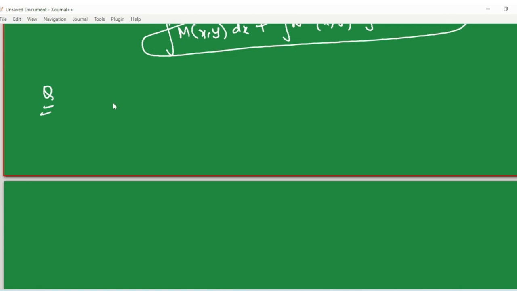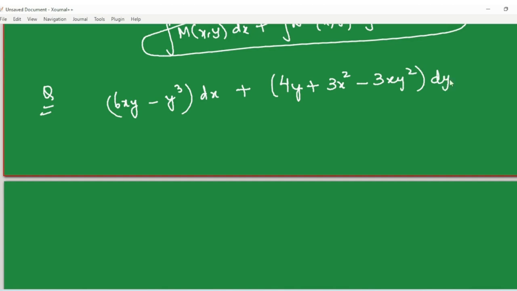Let's look at this question. Suppose the question asks you to solve, let's say, 6xy minus y cube dx plus 4y plus 3x square minus 3xy square dy equal to 0. Now this is a long expression. M happens to be this, n happens to be this. The equation is already in the form m dx plus n dy equal to 0. So you are always prompted to check exactness whenever the differential equation of this type is given.